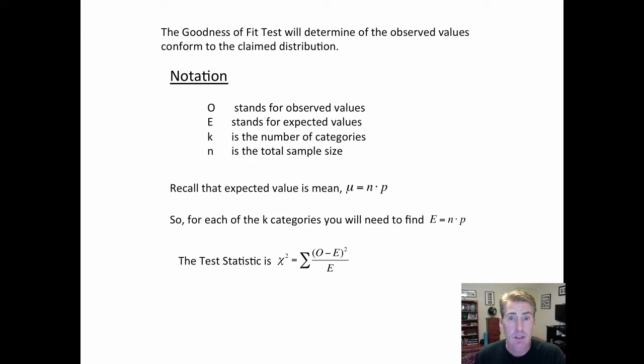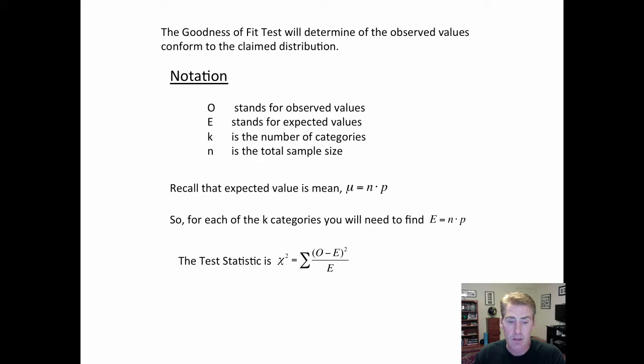The test statistic is chi-squared. And this formula right here is not in the calculator. We're going to need to do this ourselves. But what you do is you just subtract the observed values minus the expected, square it, and divide by the expected. Do that for all 3 categories, add up the 3 fractions, and you're done.